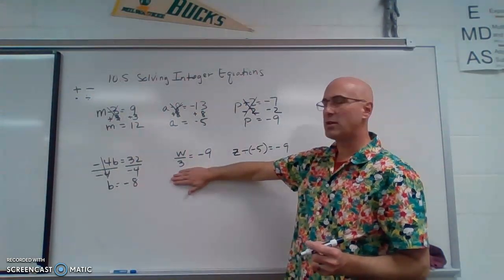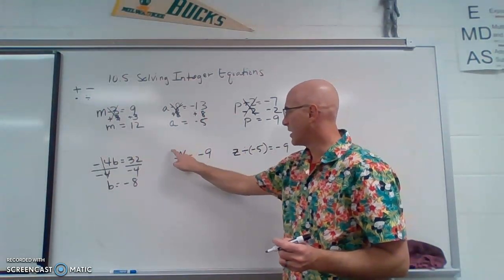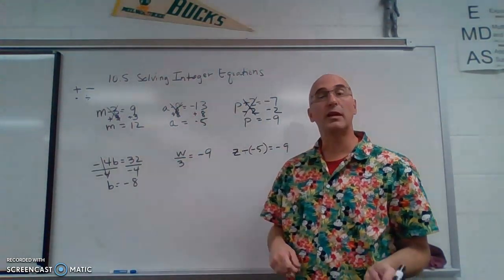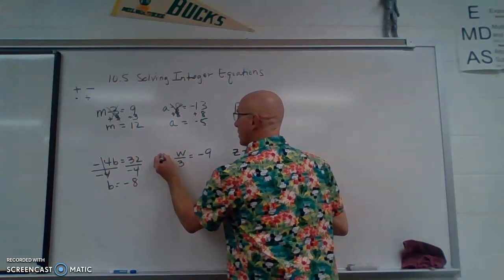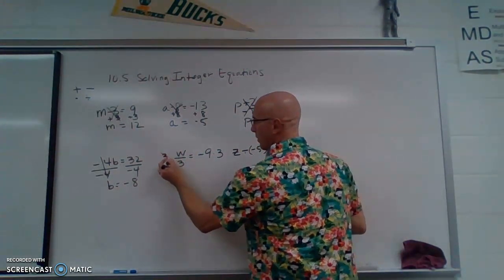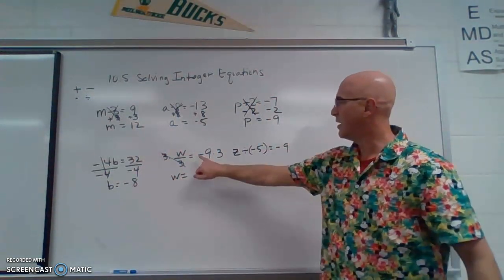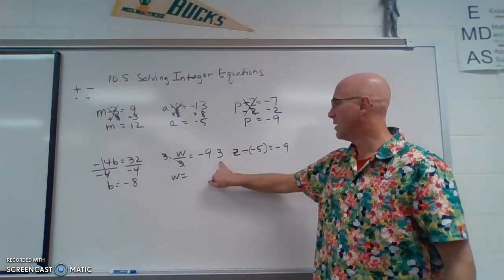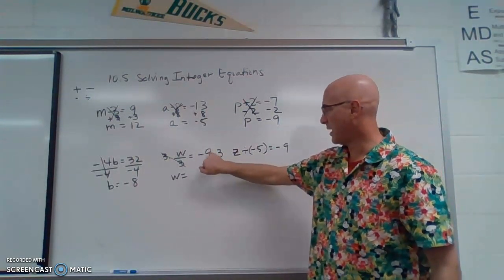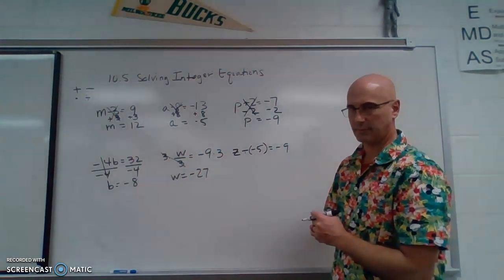Now we have w divided by 3 equals negative 9. So we need to get the w by itself. So we are dividing by 3. So therefore the inverse is multiplying. So we are going to multiply both sides by 3. This drops off to be a 1. So we're left with w on this side. Negative 9 times 3. 9 times 3 is 27. We're doing a negative and a positive, so therefore it is negative 27.